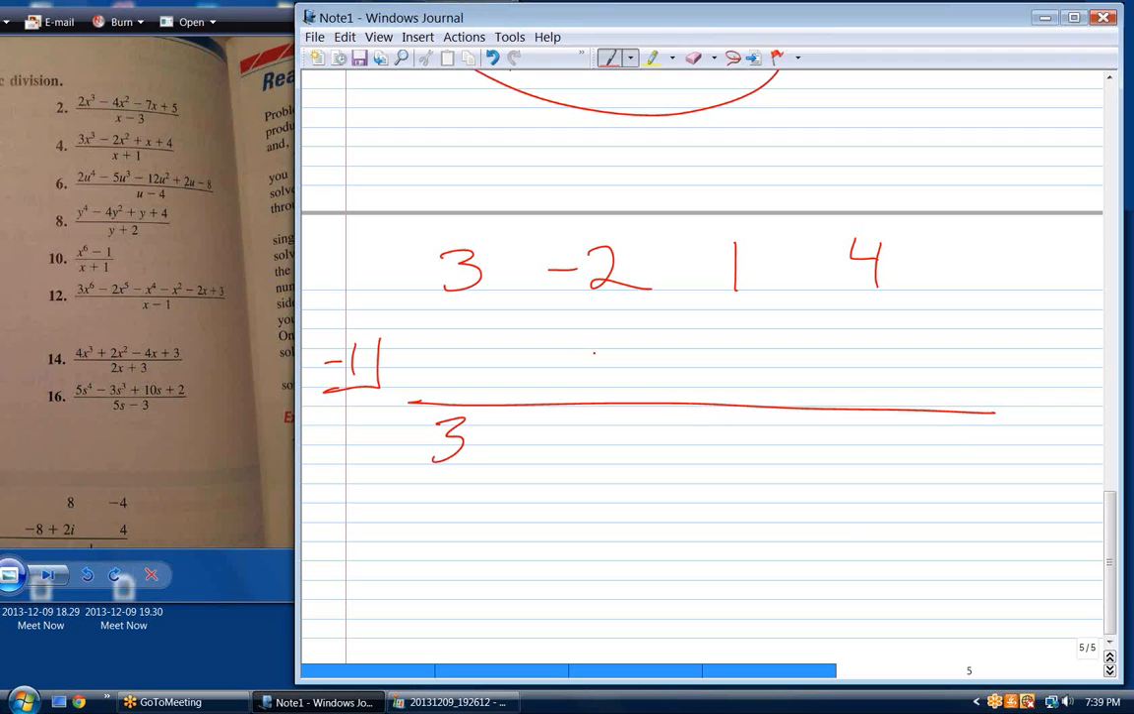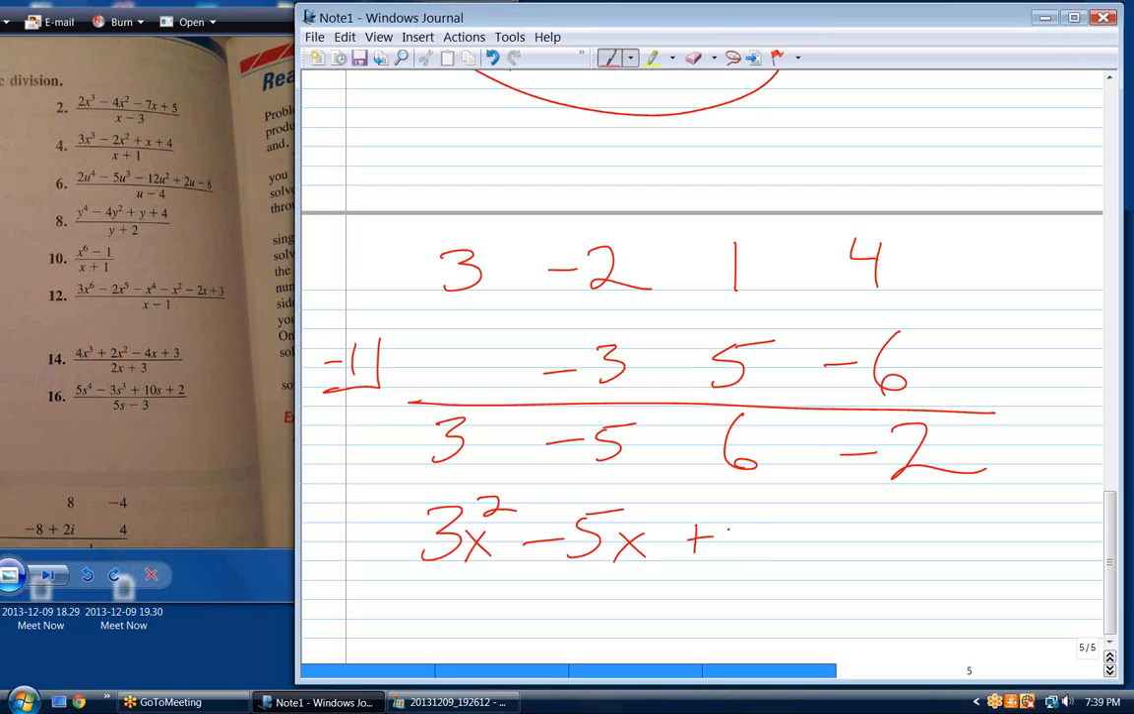3, -3, -5, and 6, or 5, 6, -6, -2. So the final answer? Hold on. The final answer is 3x squared minus 5x plus 6 with a remainder of -2 divided by x plus 1.